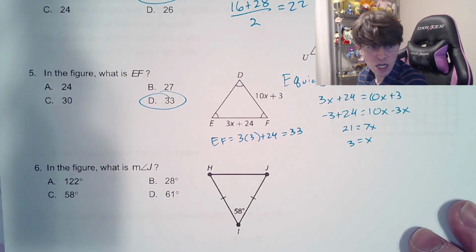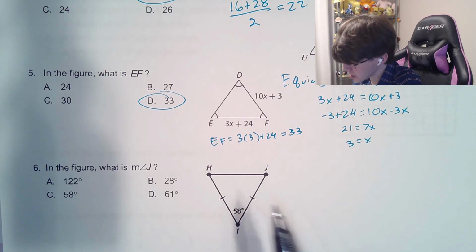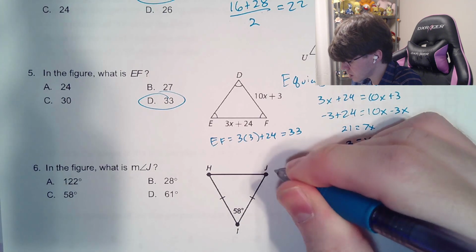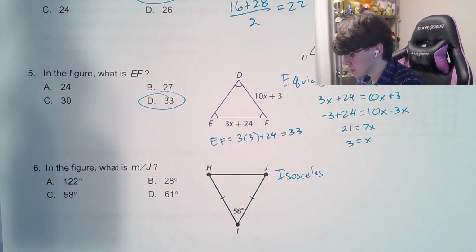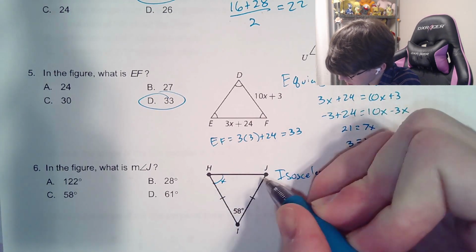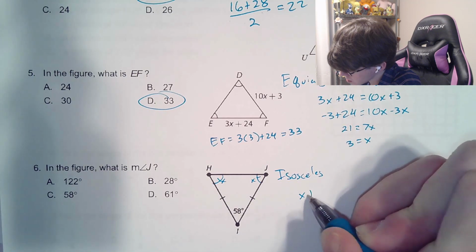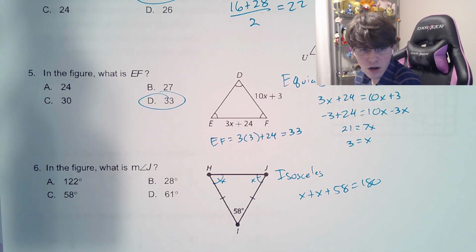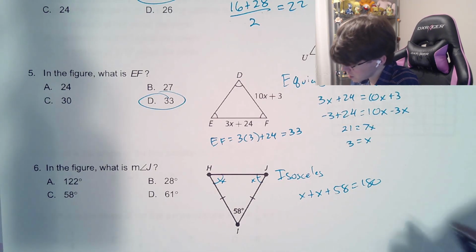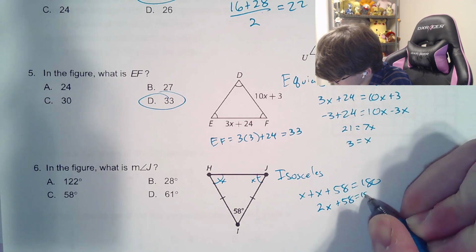Question number 6, in the figure, what is the measure of angle J? So a few ways to approach this one, but the main idea is we call this an isosceles triangle. Isosceles because two sides are the same. This guy is an x and this guy is an x, they're both the same length. So we can go ahead and say that x plus x plus 58 is equal to 180 because all triangles add to 180 degrees. So we could say 2x plus 58 is equal to 180.